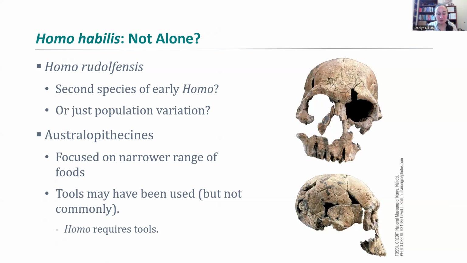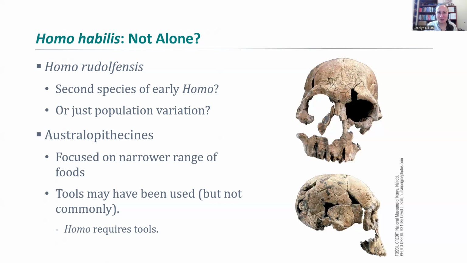But the more specimens we find, the more we're able to explain that. So we know that there are some differences between the genus Homo and the genus Australopithecus. Australopithecines were focused on a more narrow range of foods. They may have been using tools, but maybe not all that often. Whereas the strategies that members of the genus Homo were using require the use of tools. So we know for certain that the genus Homo is using tools.